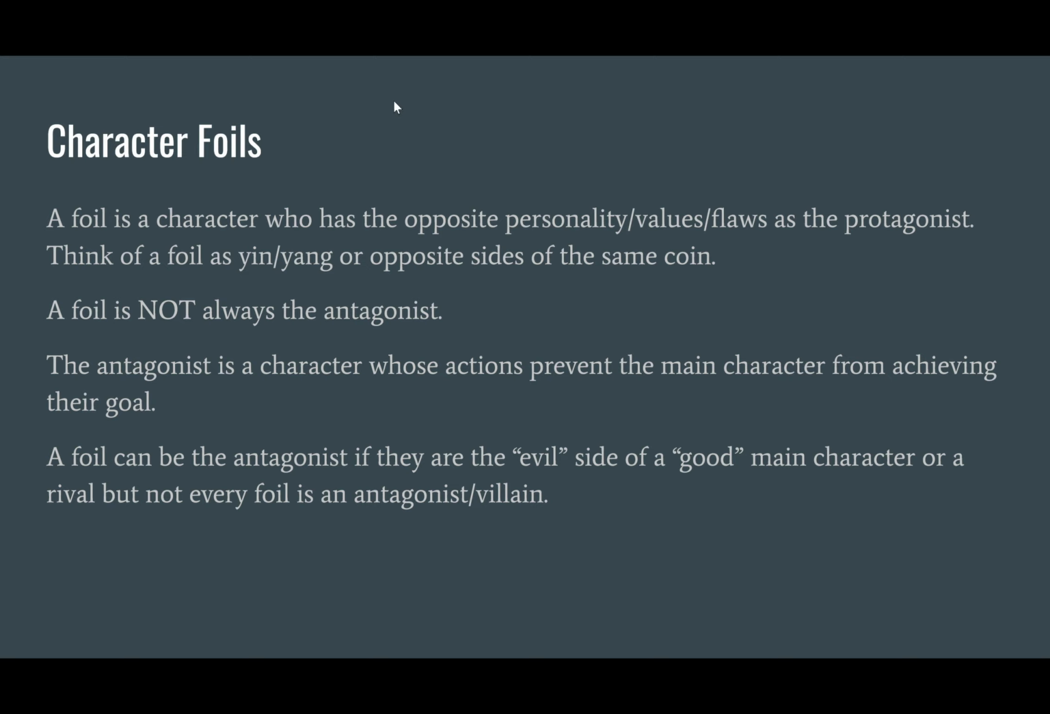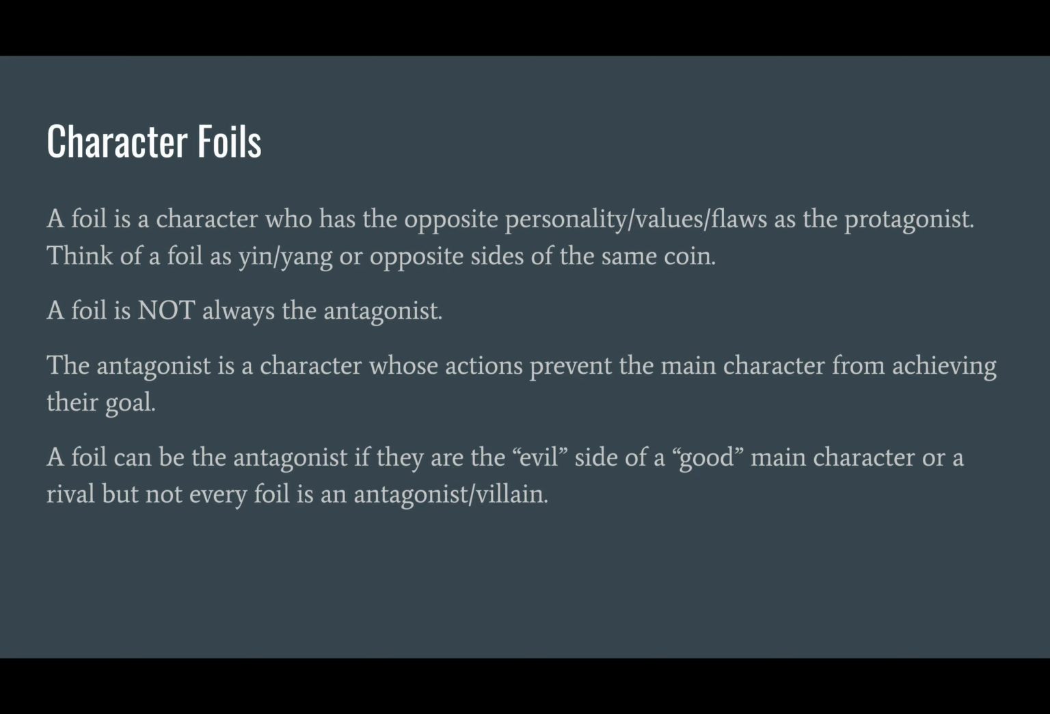So a foil is basically a character who has the opposite personality, values, or flaws as the protagonist. It's kind of like a yin-yang situation, where they have qualities that the protagonist doesn't have, and the protagonist will have qualities that the foil doesn't have. So they have what the other person is missing. So even though the foil is the opposite of the protagonist, a foil is not always the antagonist.